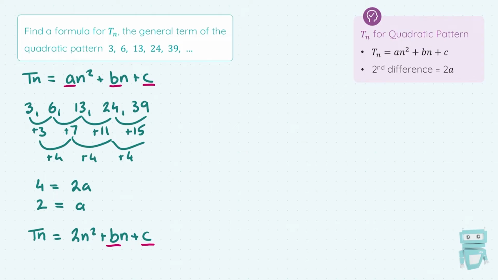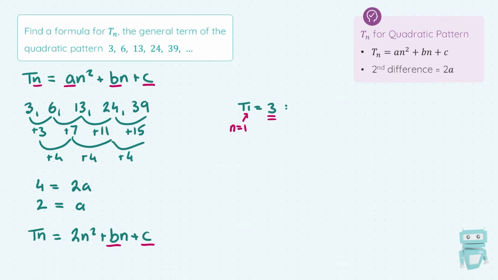Now, to go ahead and find b and c, we're going to have to form some simultaneous equations here. So let me show you how we do that. I hope you'll agree with me by saying the first term of this pattern is equal to 3, because if we just look at the question, the first term is equal to 3. So I'm going to say that T1 equals 3. But that basically means when n equals 1 in our Tn formula, it has to equal 3.